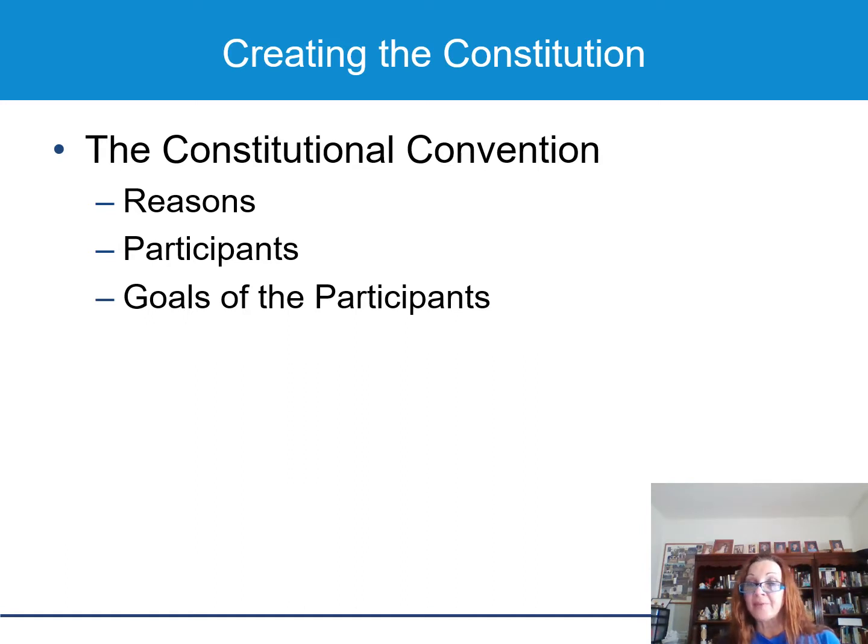The participants at the convention: 12 of the 13 states, all of the states except Rhode Island, would send representatives. There was no set number for each state. Basically, the states sent as many as they wanted to send, as many as they could afford to send. The states sent some of the wealthiest individuals in their states. The established leaders of their states would be the ones that would be there.